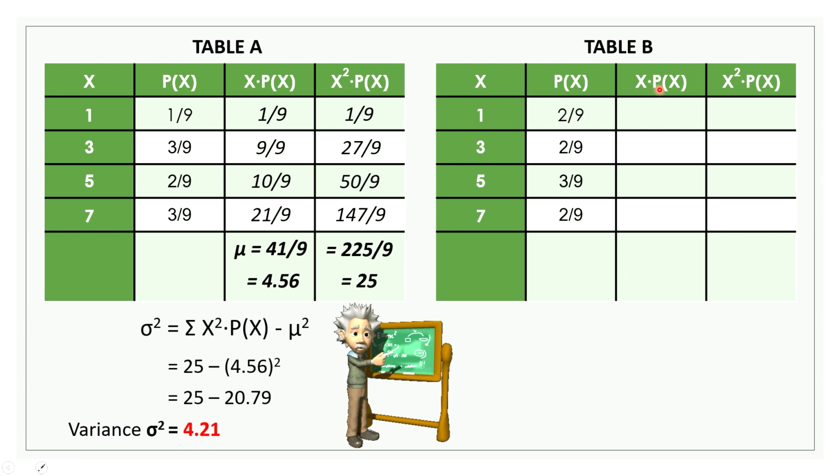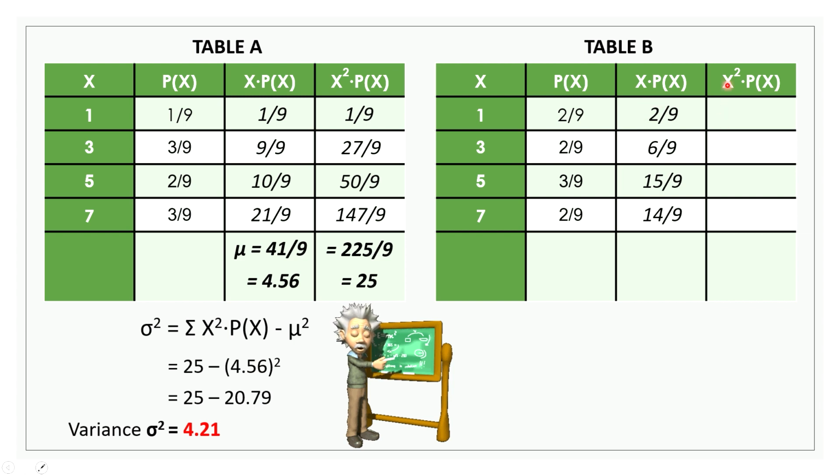So, x multiplied by p of x. So, yung value ng ating x is 1. And then, we'll simply multiply to 2 over 9. So, 1 multiplied by 2 over 9 is equal to 2 over 9. So, 3 multiplied by 2 over 9 is equal to 6 over 9. And then, 5 multiplied by 3 over 9 is equal to 15 over 9. And then, 7 multiplied to 2 over 9 is equal to 14 over 9. Ito na yung mga value ng ating product of x and its corresponding probability.